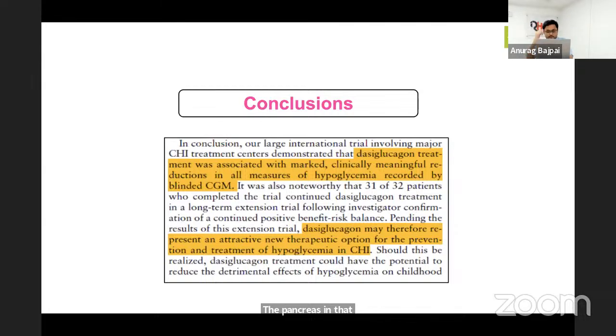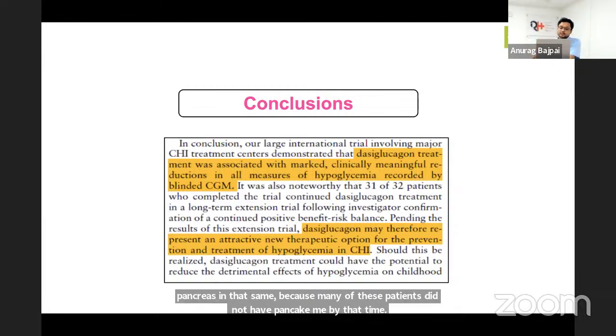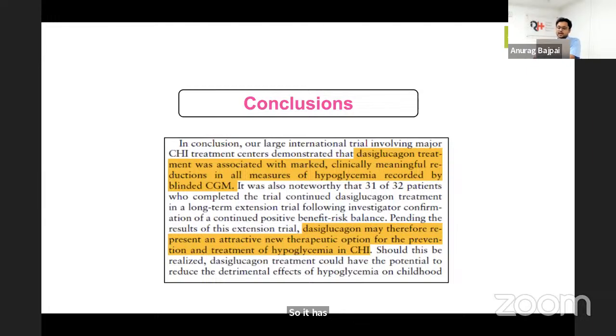So carry on. It has been concluded that dasiglucagon treatment has been associated with marked and clinically meaningful reductions in all measures of hypoglycemia recorded by the CGM. They also concluded why the CGM value has much more detection, because in SMPG we do not take 5-minute intervals of blood glucose level. Though they have said that CGM values may not be that comparable with SMPG, it is still better in picking up. Many times you will pick up more, so that is the logical thing.